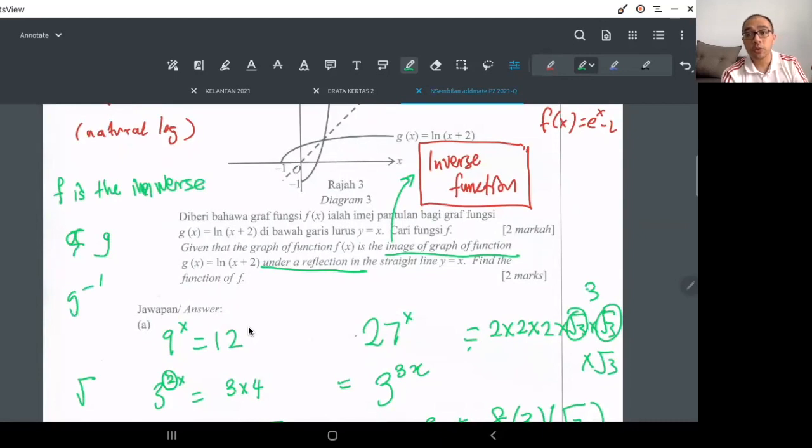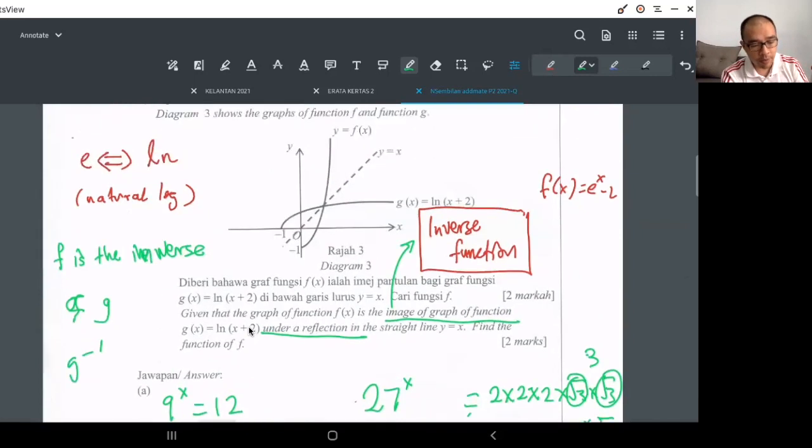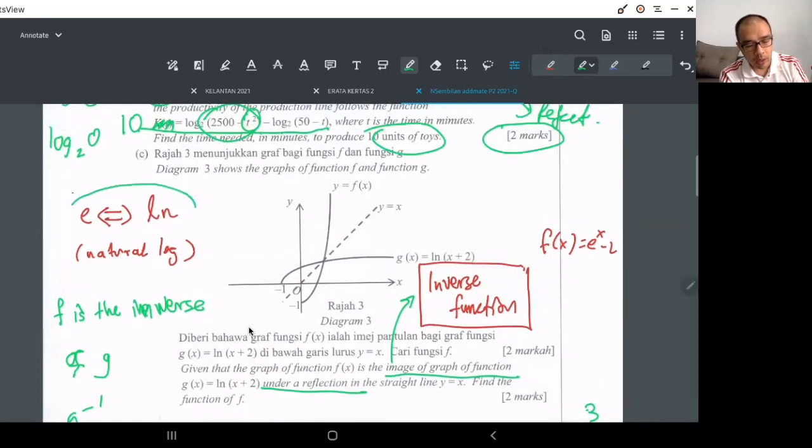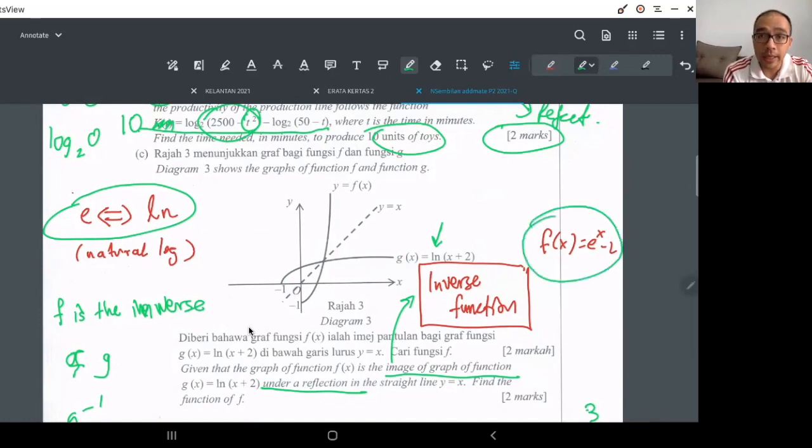Okay, so when we inverse, you do the normal inverse stuff. Just remember that for the ln, or the natural log, its inverse is e, the exponential function. Okay, so when you move things across, you will know this. When you move the ln to the other side, it becomes e to the power of what? So you get this answer, f(x) equals to e to the power of x minus 2, okay, minus 2.